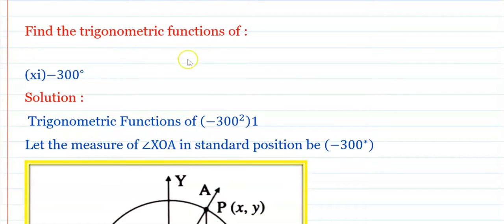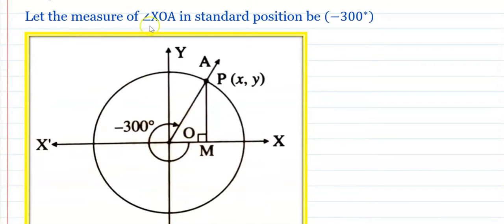Now the trigonometric functions of minus 300. See this here, minus 300 degree. The measure of angle XOA is in the standard position. The terminal OP is in the first quadrant, and therefore the measure of angle POM is equal to 60 degree. The measure of angle OAM is equal to 30 degree.